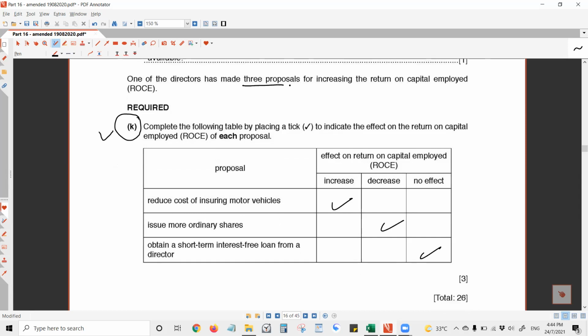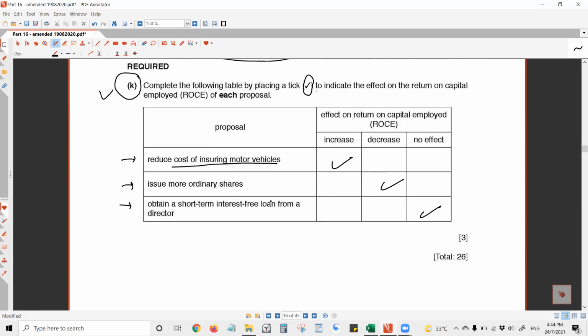Directors have made 3 proposals. When you see the word director, it means that you are doing a company's accounting question. Directors want to increase the ROCE, and he has suggested 3 ways to increase the ROCE. So we have to use tick to answer. Reduce cost of insuring motor vehicles.